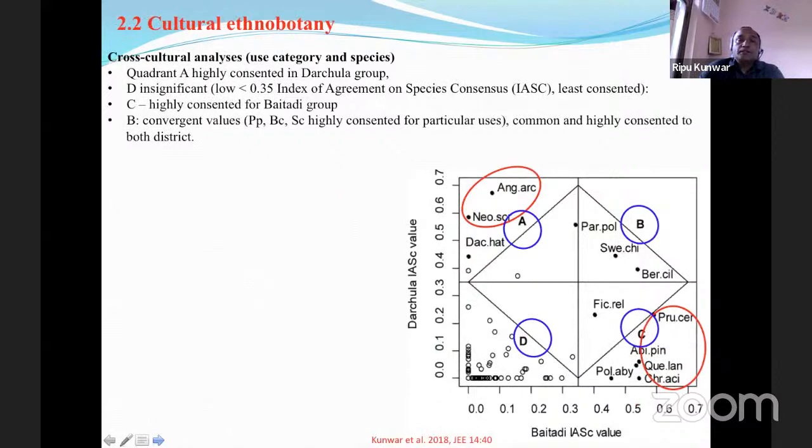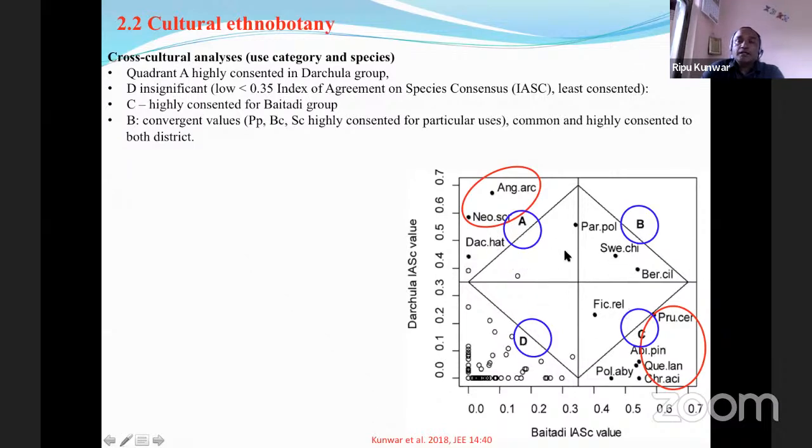Even in cultural ethnobotany, we can do intercultural or intracultural ethnobotany, or cross-cultural analysis. Here I have shown one presentation. I collected my data for my PhD from 2 districts, Baitadi and Darchula, and we can compare the data using the index of agreement on species, the species consensus value. And again, we could plot this ISC value of each species.